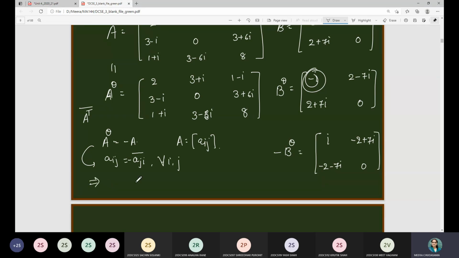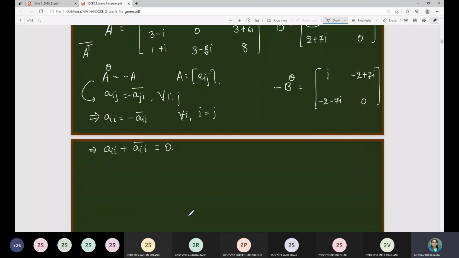Now, when we talk about the diagonal entries, in that case, i is equal to j. So for all i, I will have a_ii is equal to minus a_ii conjugate. That means 2 a_ii, no, sorry, just a moment. I should write this expression again. Yeah, so here it will be a_ii plus a_ii conjugate is equal to 0, right?